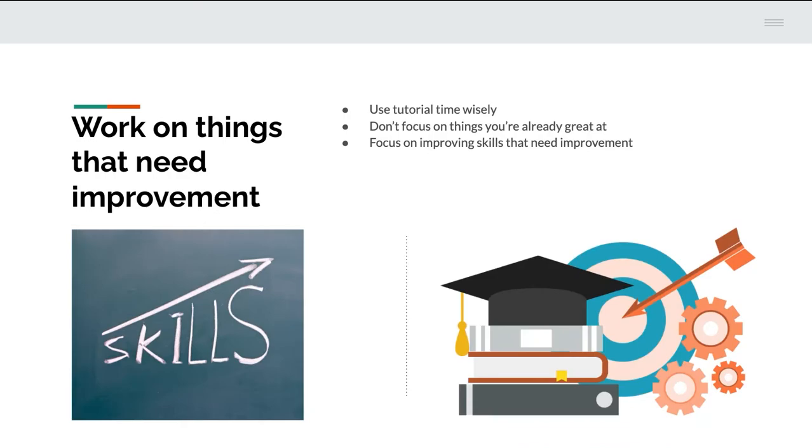Actually, the first one is work on things that need improvement. My bad. We should evaluate our own strengths and weaknesses to see what we have to work on and improve with. Only focusing on a subject you consider yourself good at and neglecting other subjects that require improvement isn't going to help you in the long term, but rather leave you unprepared for assignments and assessments.